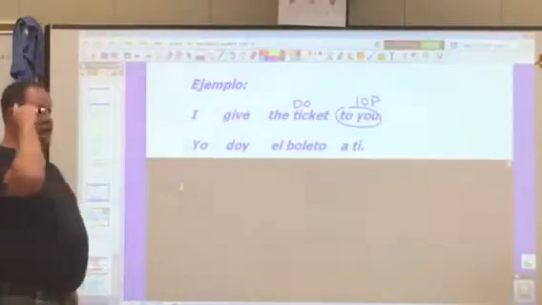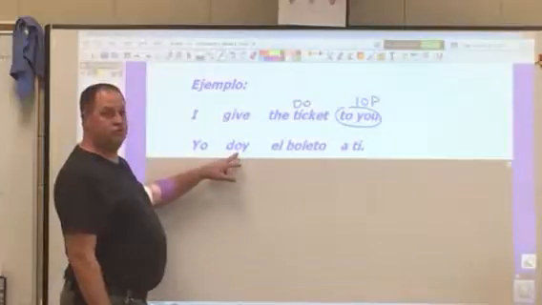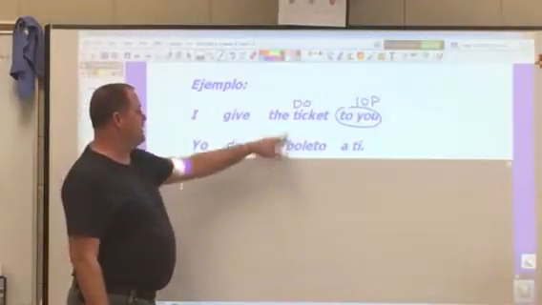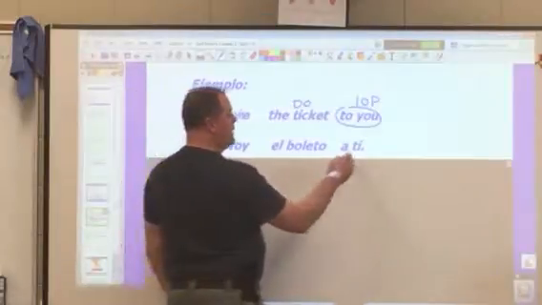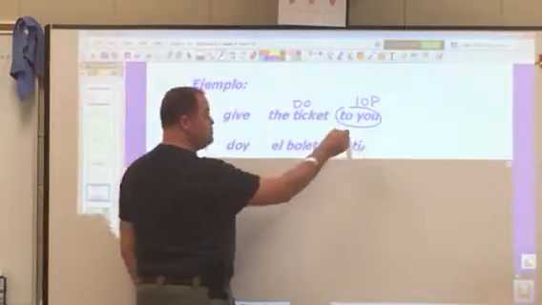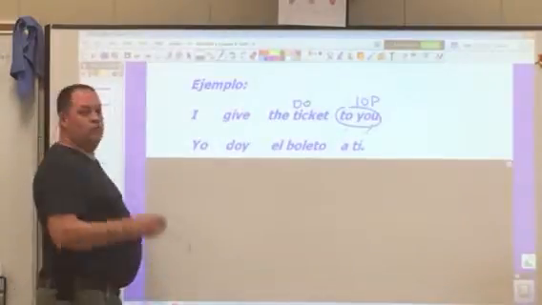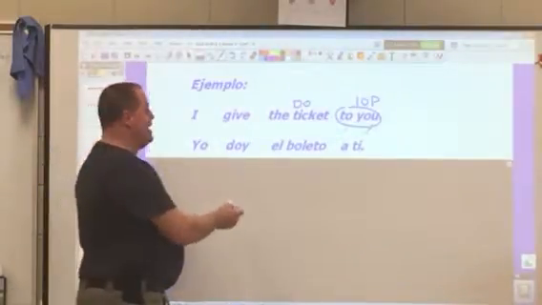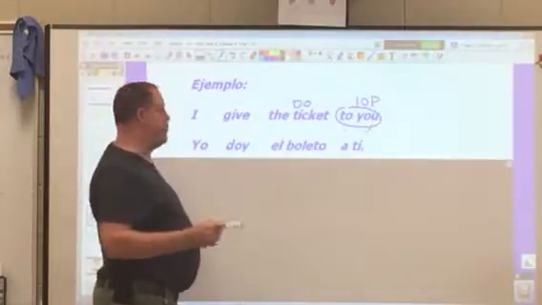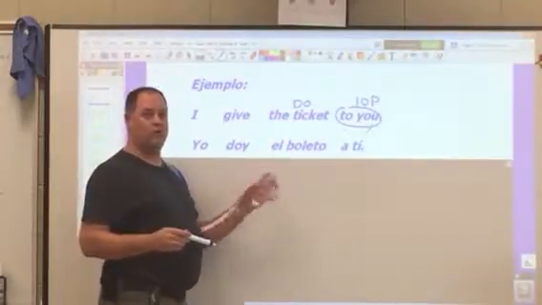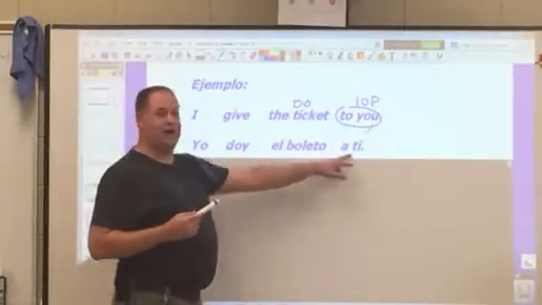So we look at the sentence here and it says yo, to give, the yo form is doy, and then the word for ticket is boleto, el boleto, and here is our indirect object pronoun, a ti, and that means "to you," okay? Now, for what we're doing today, we are not going to turn this direct object into a direct object pronoun. We're not going to turn this into the lo. We will eventually, but first we have to learn how to do this.